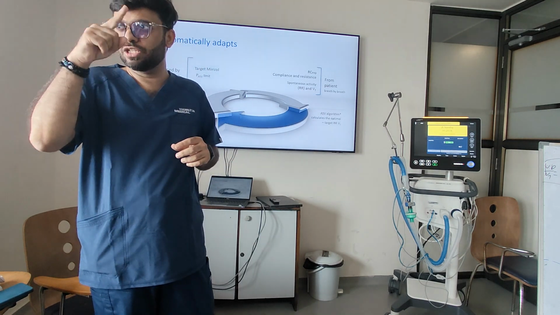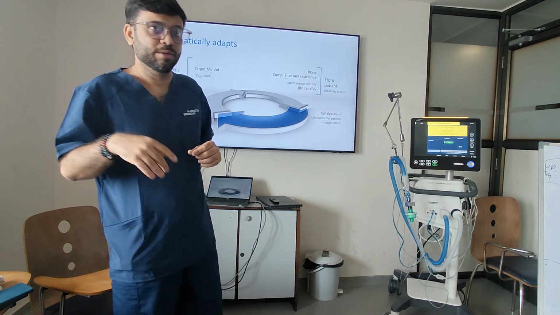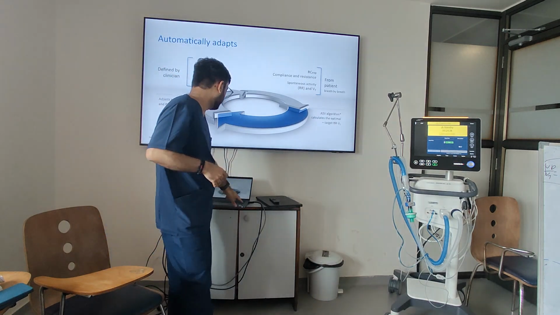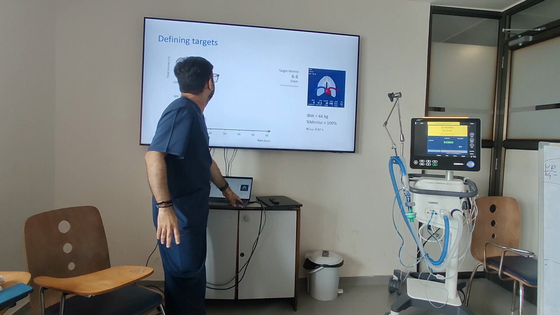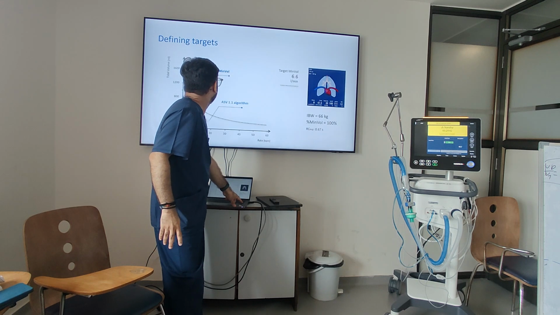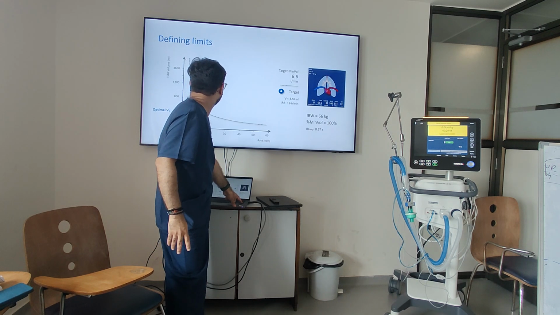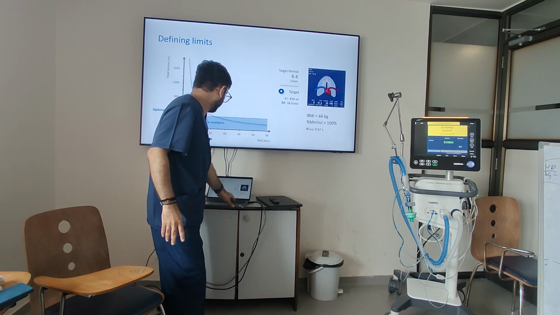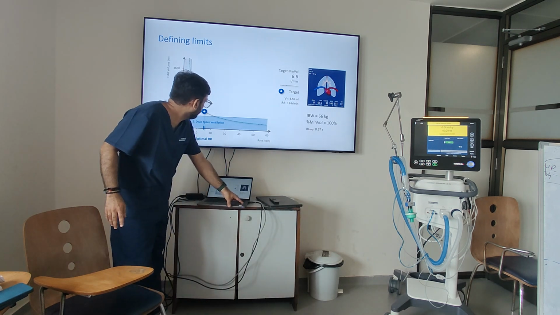So your pressures are anyways changing. Pressures are anyways regulating inside. I'll show you that as well in the vent trainer. This is the main thing now. So this is exactly how the ASV graph forms.